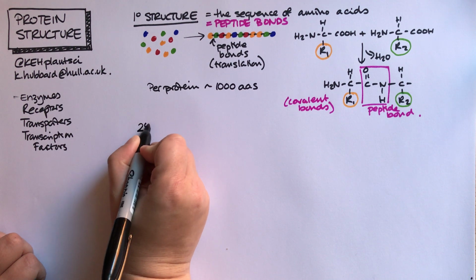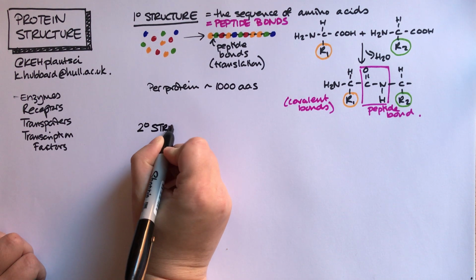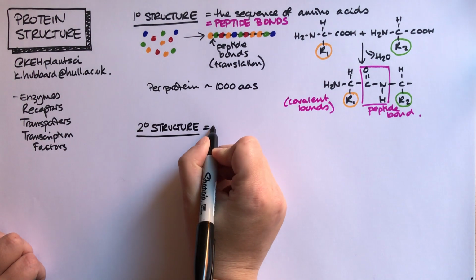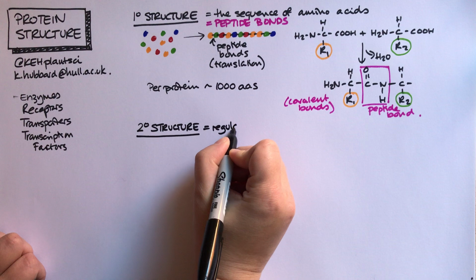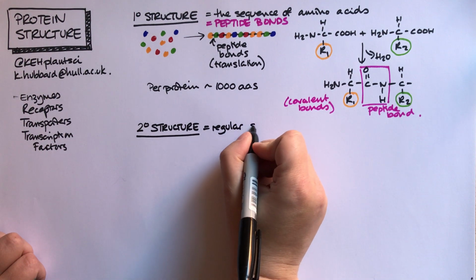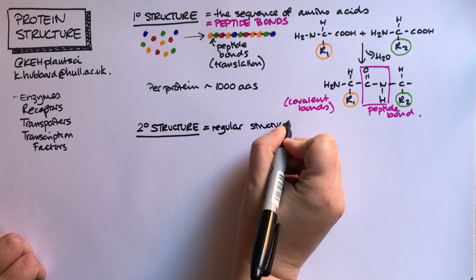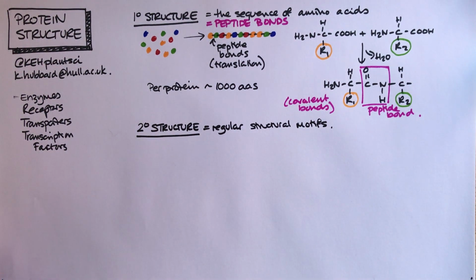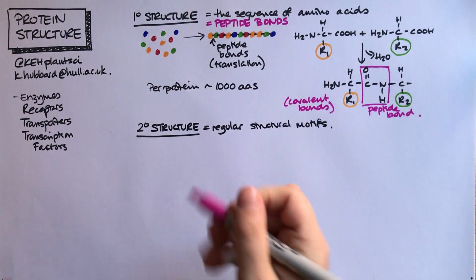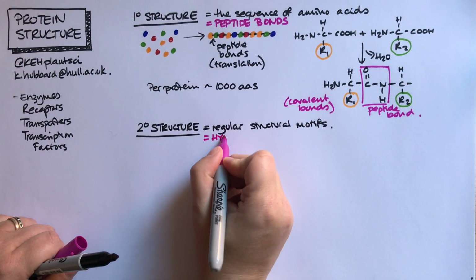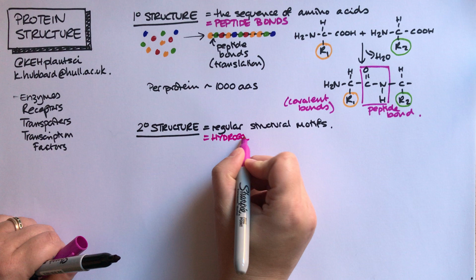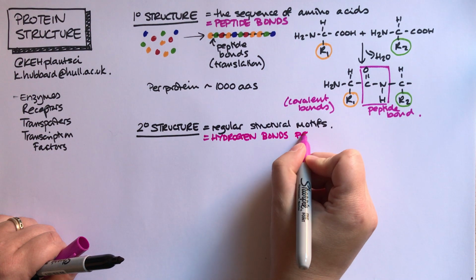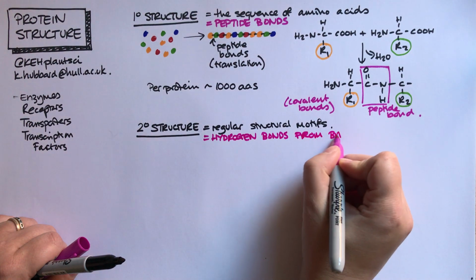Let's think about secondary structure. Secondary structure is regular structural motifs or patterns, I guess. Secondary structure is all about hydrogen bonds from the backbone of the protein.